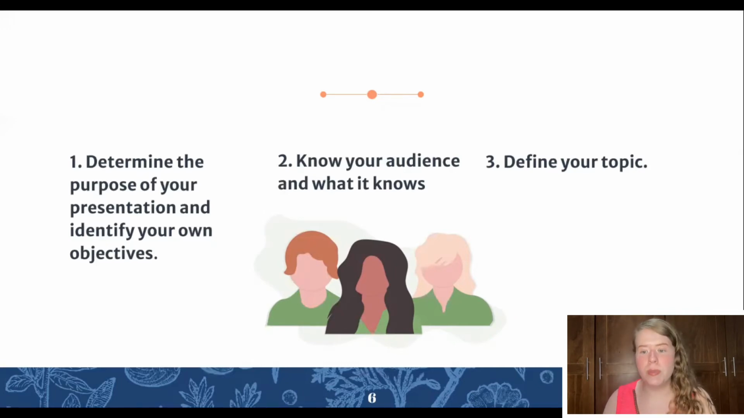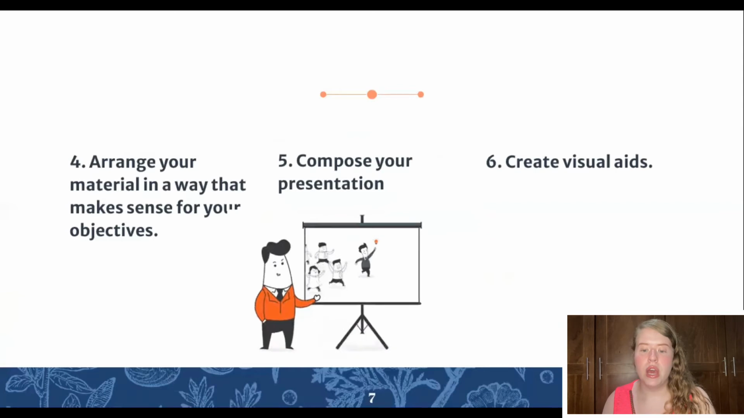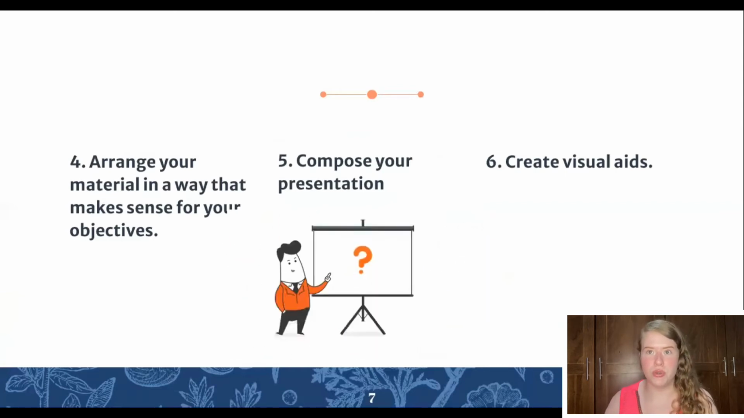4. Arrange your material in a way that makes sense for your objectives. I structured my topics. It was logical, clear, and ordered. 5. Compose your presentation. Make the subject in the slides. In this case, I used PowerPoint. 6. Create visual aids. I used a lot of images to colorize my presentation.